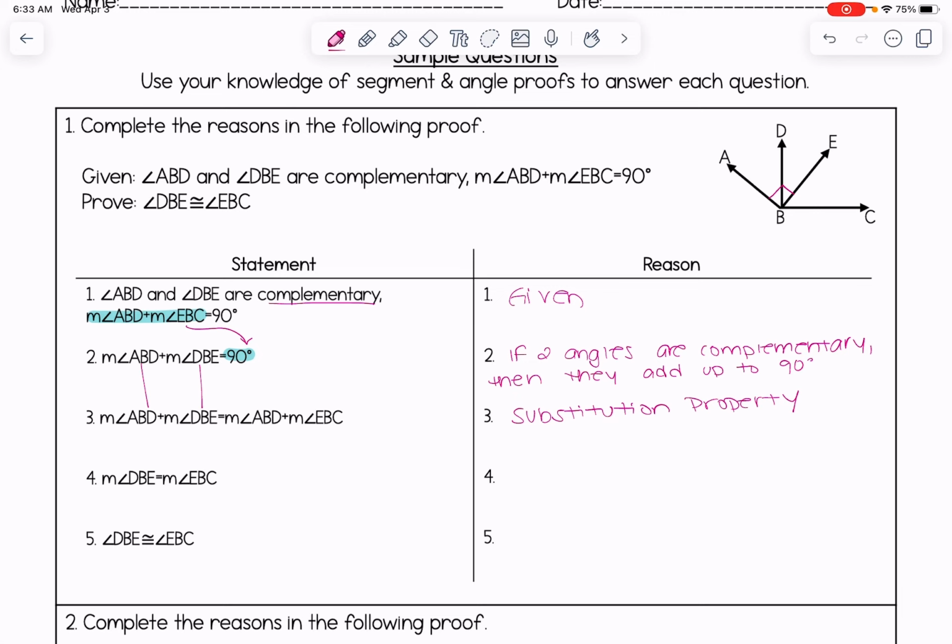Okay, for number 4, compare it to the previous line. Notice that the measure of angle ABDs have gone away. So we've really subtracted that from both sides. So imagine here, I'll write it in here so you can see. Imagine we subtracted that from both sides. Those pieces would go away. So this is the subtraction property of equality.